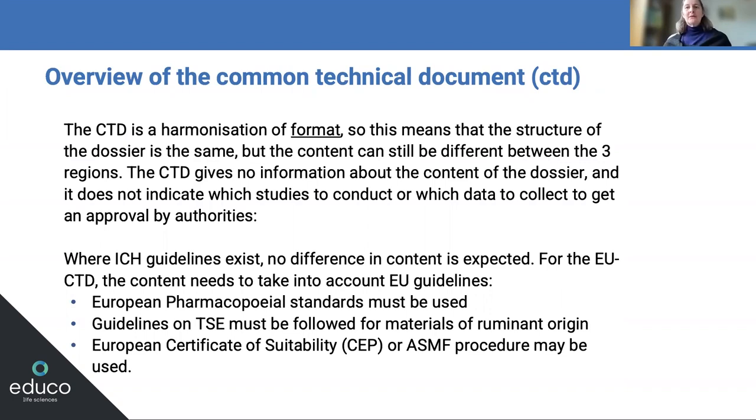And where ICH guidelines exist, you should not expect any difference in content, but you still have some specificities. For example, for the European CTD, you need to take into account European guidelines. So you need to refer to the European Pharmacopoeia, not USP or BP or another one. You need to follow the guidelines on BSE, TSE. And if your API is covered by a CEP, this is where you can provide the European Certificate of Suitability, or use the active substance master file procedure. So keep in mind that it's a harmonization of format, not a harmonization of content.